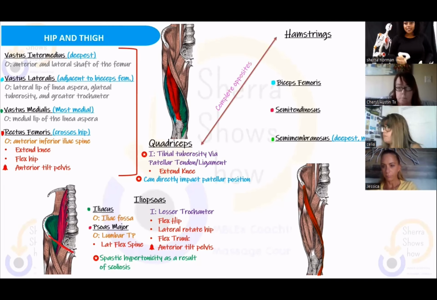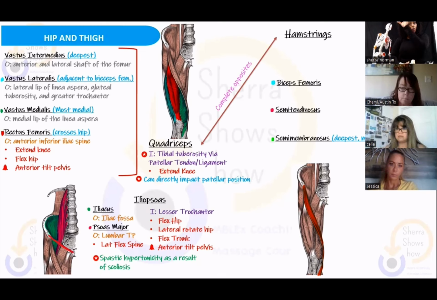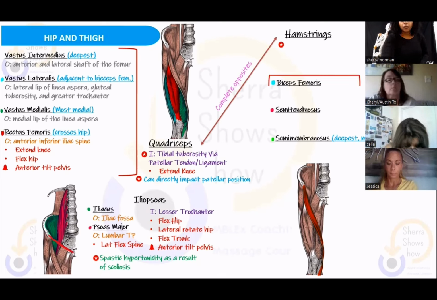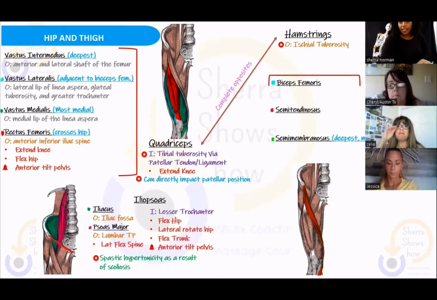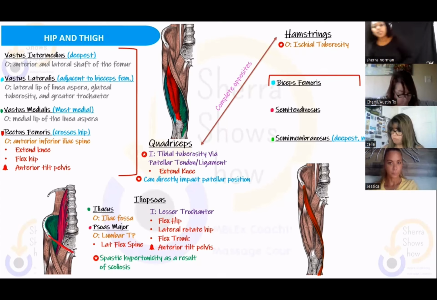They're even opposites in structure, where all the quads start in different places but insert in one place. All the hamstrings originate in one place and insert in different places. Okay. So then we know that they all originate at the ischial tuberosity. If you remember nothing else, you must remember that. The hamstrings all originate at the ischial tuberosity.